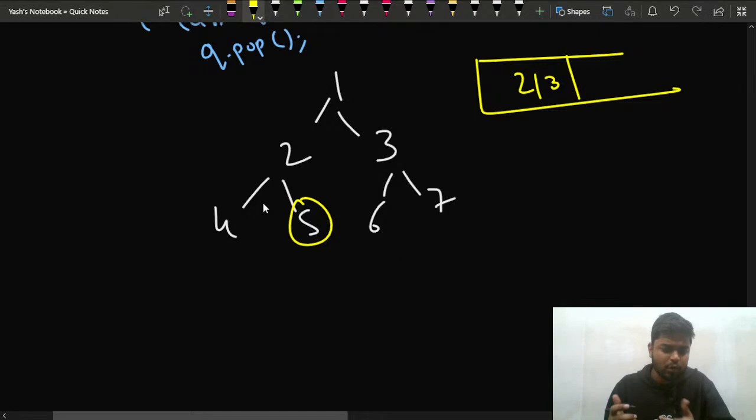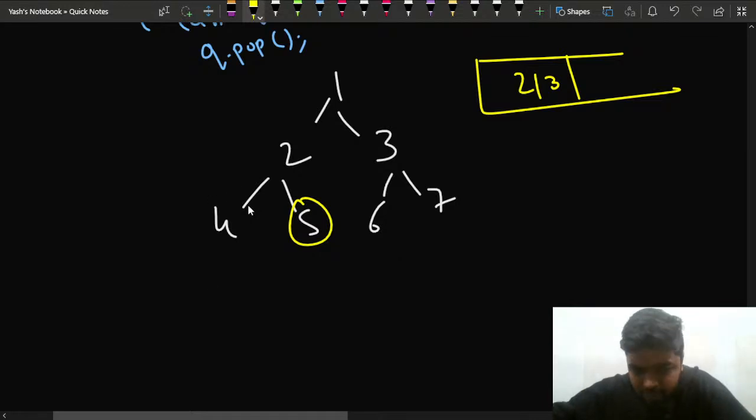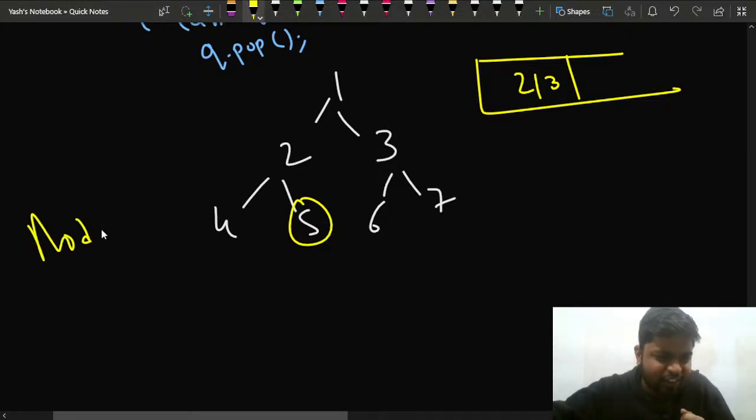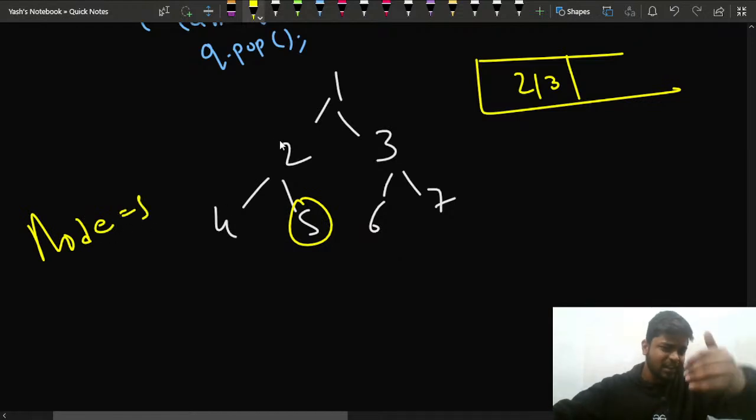Why? Because these are not my cousins, right? 4 is not my cousin, and 5 is the node for which I want to find the cousins. So if the current is 2, and its left or right child is the one for which I want to find the cousins, I'll skip this whole subtree for 2, right?